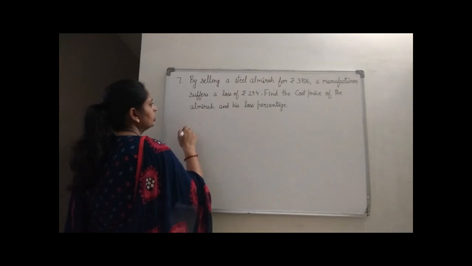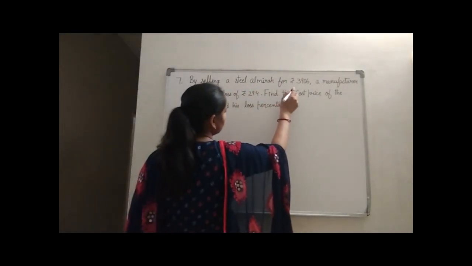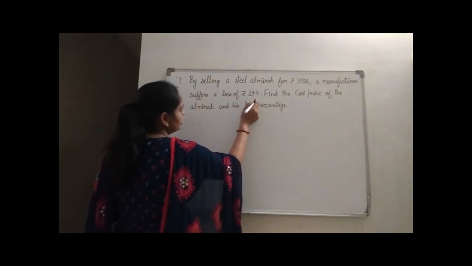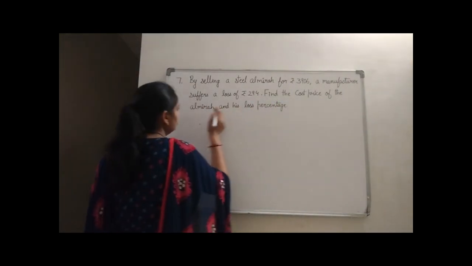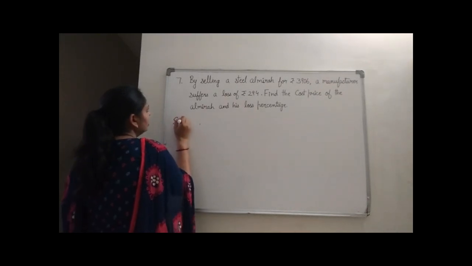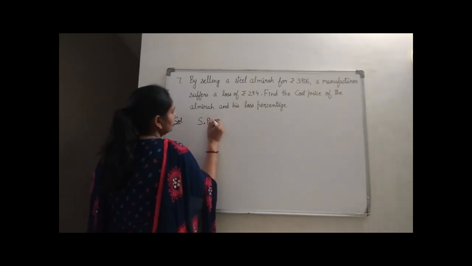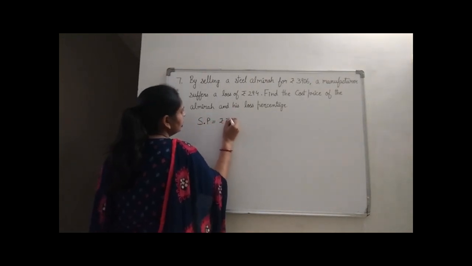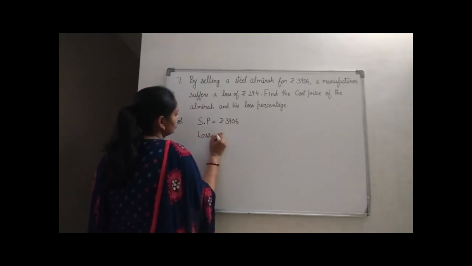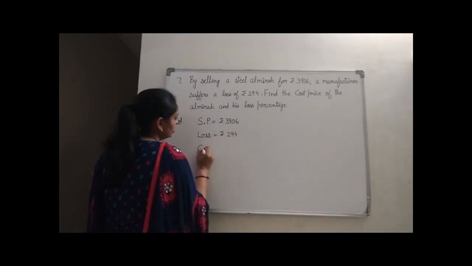Okay. Now see the second question. By selling a steel almirah for rupees 3,906, a manufacturer suffers a loss of rupees 294. Find the cost price of the almirah and its loss percent. Okay. Now we are having, by selling means selling price is given. Selling price of the almirah is given rupees 3,906 and loss he is getting of rupees 294, right? And now we need to find the cost price.